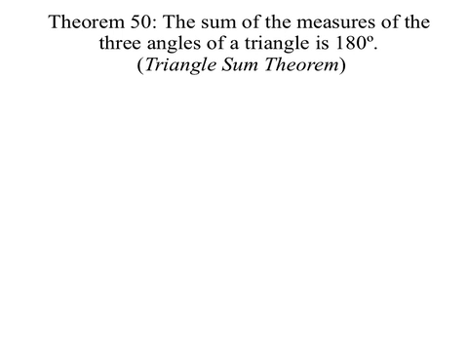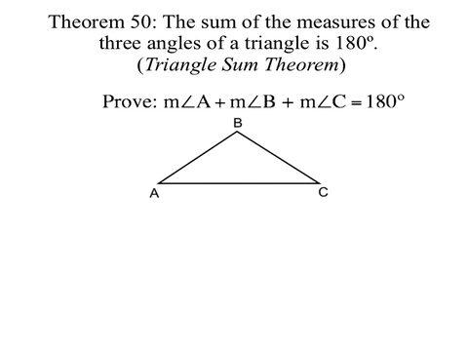It's time to show a proof of the theorem that states that the sum of the measures of the three angles of a triangle is 180 degrees, which is also known as the triangle sum theorem. Let's start with a triangle ABC. And then we're trying to prove that the three angles add up to 180 degrees, as shown.